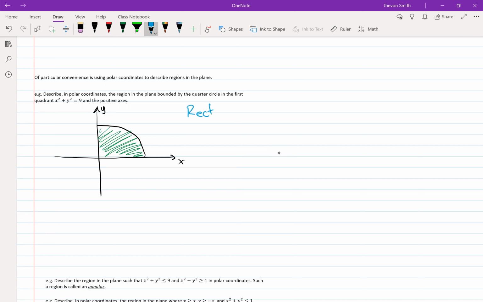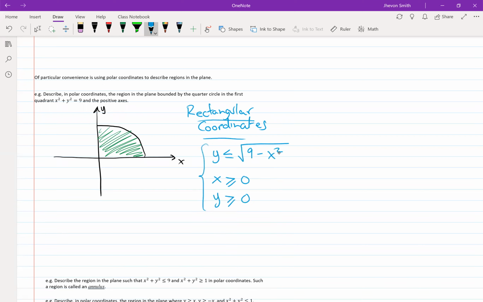In rectangular coordinates, how could I describe this region? I would describe this something like, well, my y is less than or equal to the square root of 9 minus x squared. My x, I want it to be greater than or equal to 0, and my y should also be greater than or equal to 0. Right? These three inequalities would describe this region. Any guesses as to how the region will be described in polar coordinates?